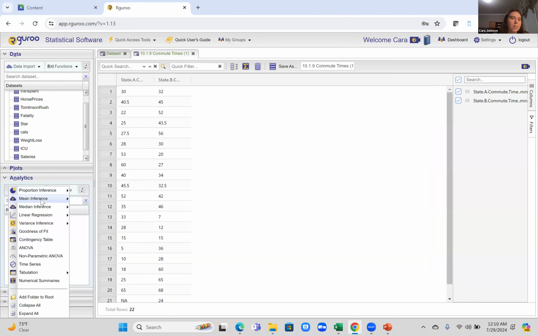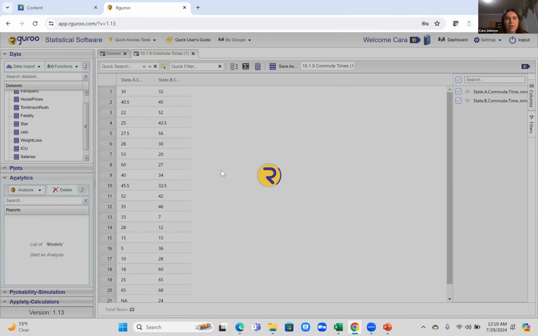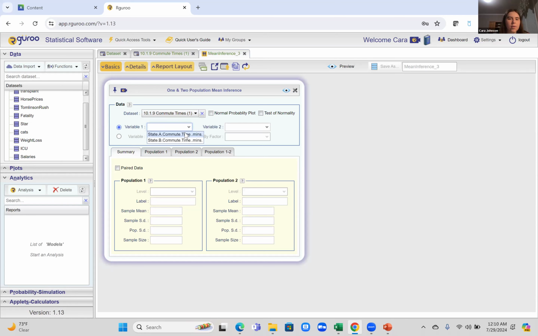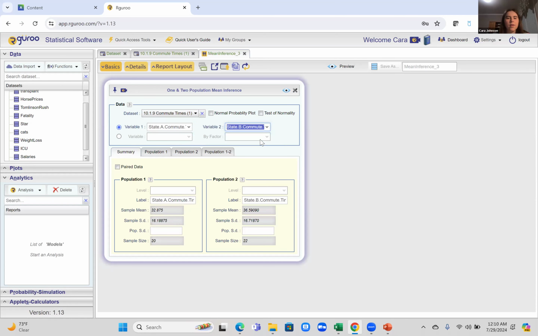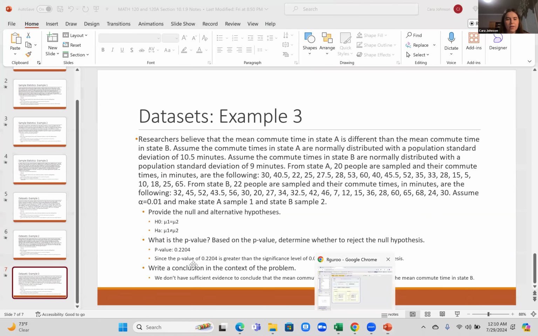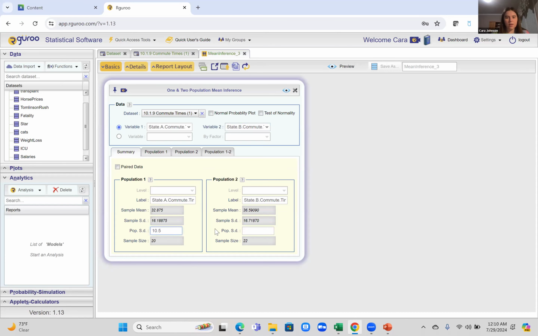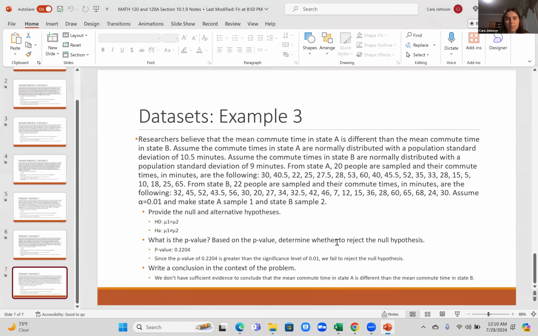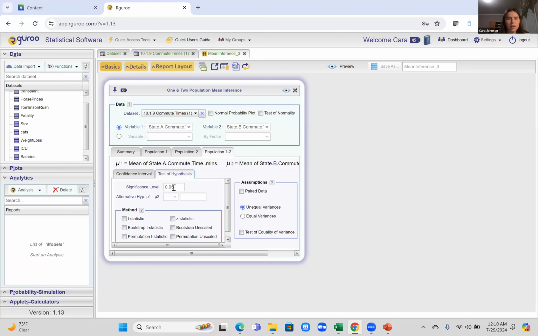And then analysis, mean inference, 1 and 2 population. Select the data set and the variable. Now my population standard deviations here are 10.5 and 9. And then go to population 1 minus 2. Test of hypothesis. My significance level, 0.01. And then the sign of my alternative was not equal to, and you always put 0 here. And then check Z, because we know the population standard deviations.